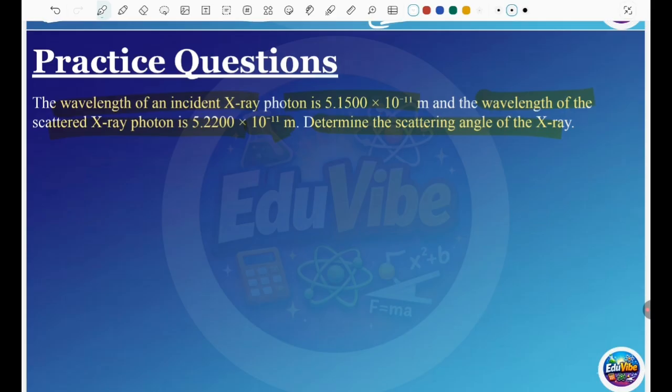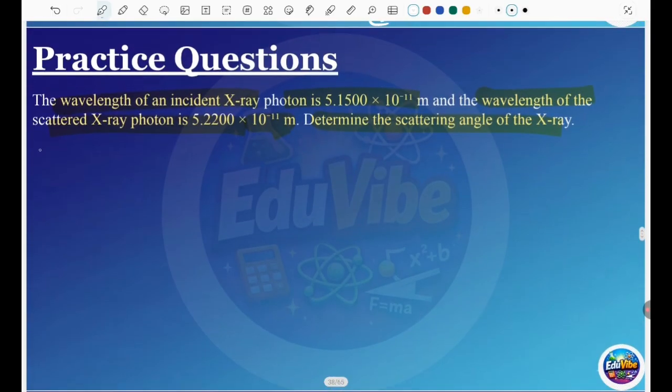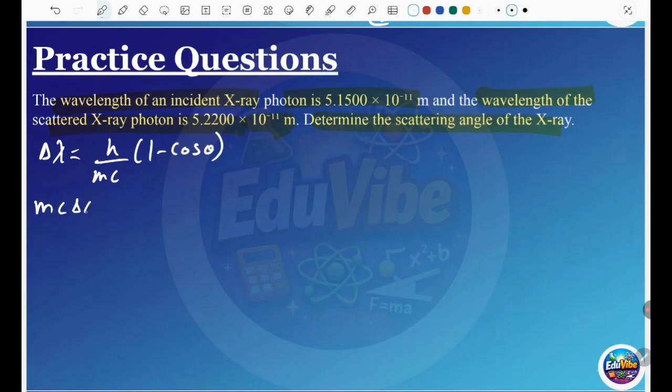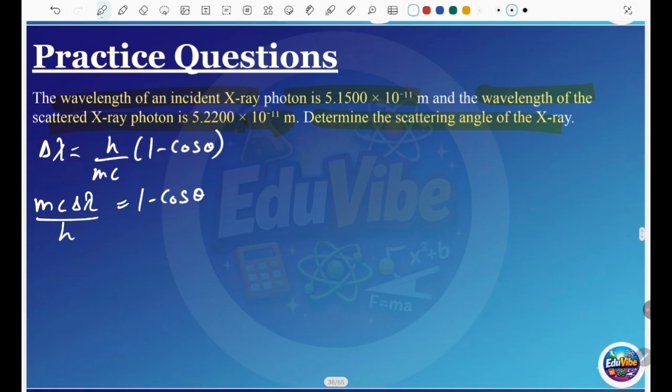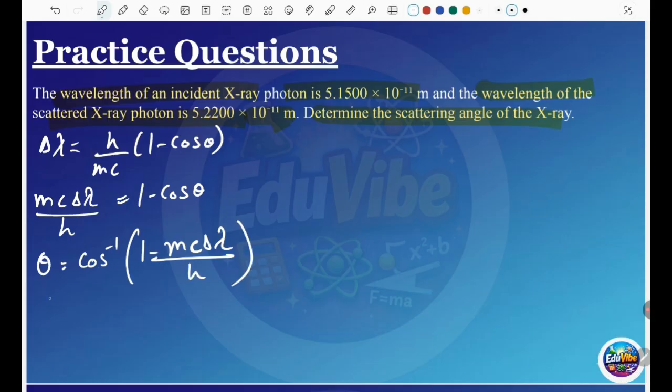For this, we have the formula given to us. To find the angle, delta lambda is equal to H upon MC times 1 minus cos theta. We have to find the cos theta, so we have to isolate cos theta from here. MC times delta wavelength upon H is equal to 1 minus cos theta. Now the 1 goes over there, and we get theta as cos inverse of 1 minus MC delta wavelength upon H.